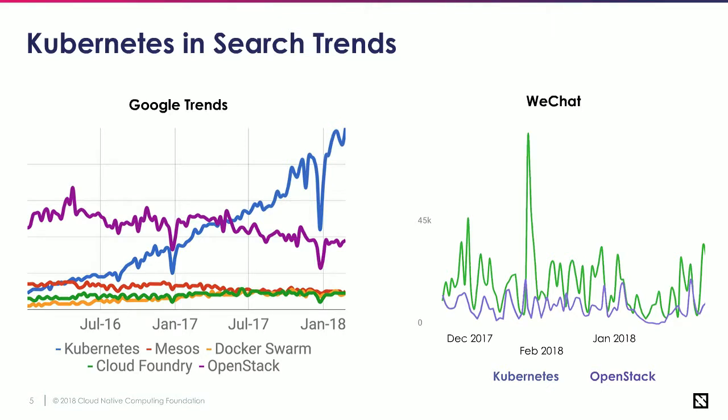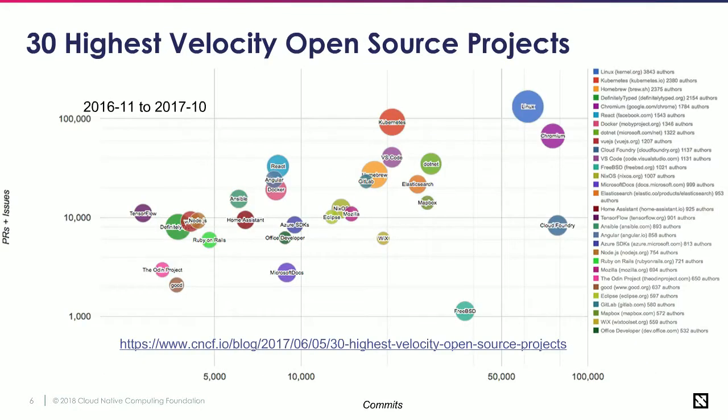Just a little bit of background on Kubernetes is, as you probably heard, it just had a huge takeoff the last 2.5 years. You can see it compared to some other orchestration hosting technologies on Google Trends, looking at what people search for. And then on the right is WeChat, comparing to OpenStack. You can see that there's a huge level of interest in China. This is an interesting background on looking at some of the highest velocity open source software projects.